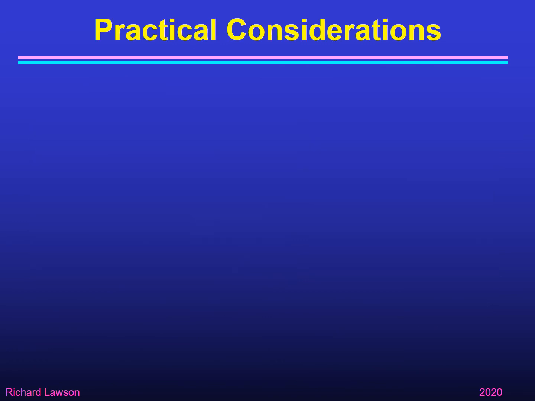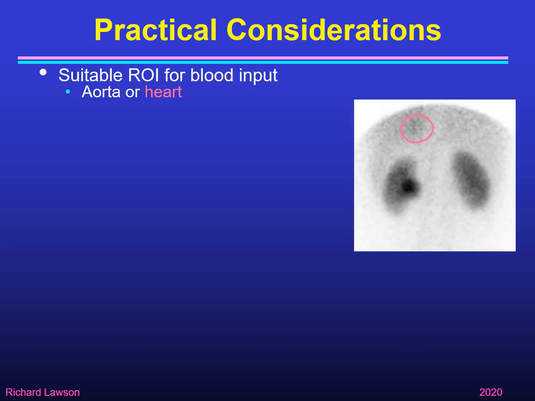So let's think of some of the practical considerations in order to apply this technique. We need to draw a suitable region of interest for blood input into the kidney. Naturally, the aorta would be the logical place to take for that, but if we draw a region of interest over the aorta, it's going to be very small and not have many counts, and therefore be rather noisy, and that's not suitable for deconvolution. So in most cases it's practical to take a region of interest over the heart, which is going to have more blood, more counts, and therefore be less noisy.